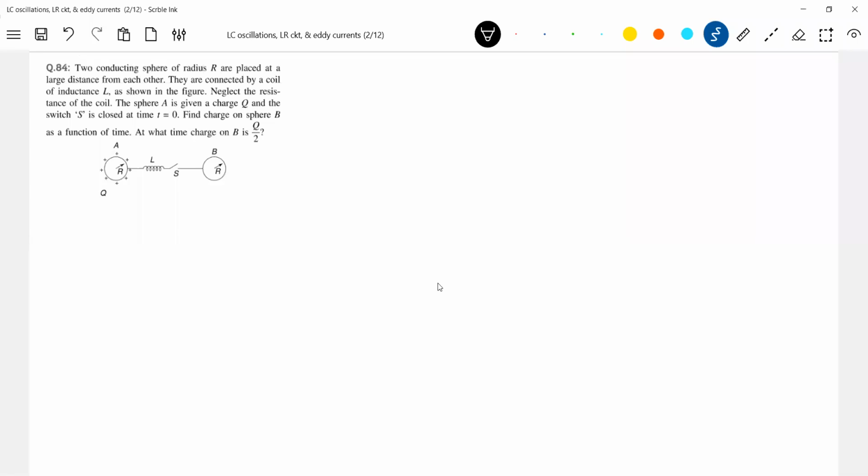Any conducting structure will have resistance, inductance, and capacitance. Not only a solenoid, anything can have it. Even a sphere will also have inductance, but we are neglecting it. For the time being, at our level, we say that it has only capacitance and resistance.